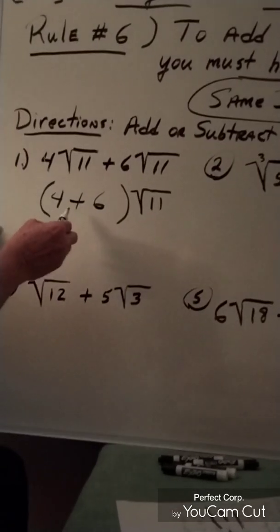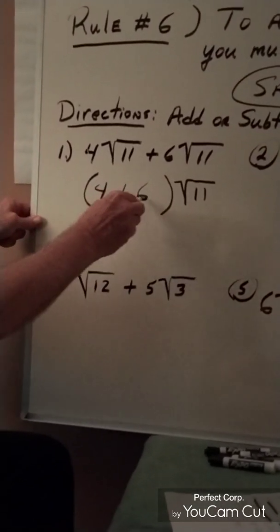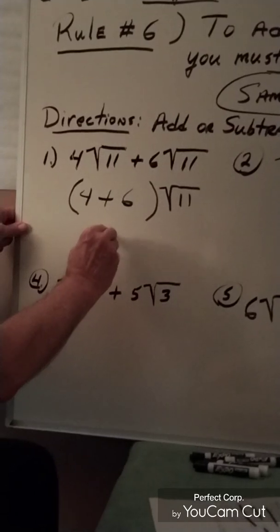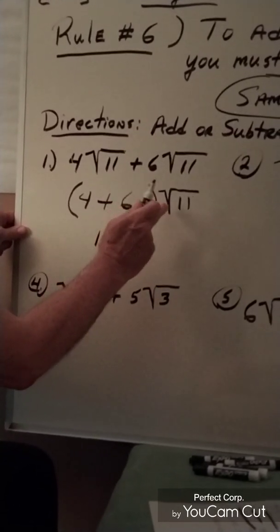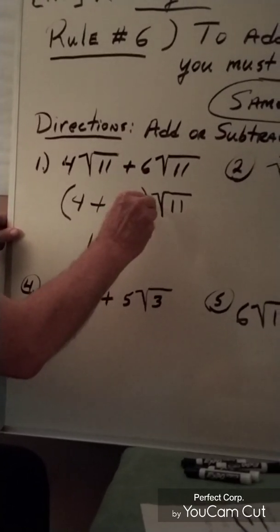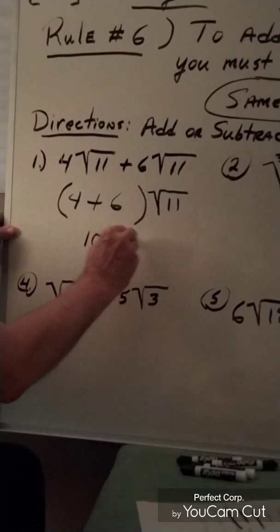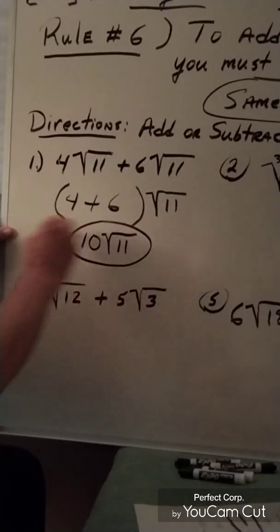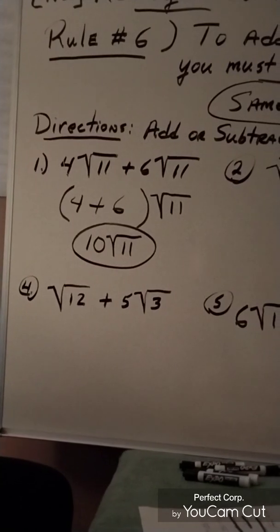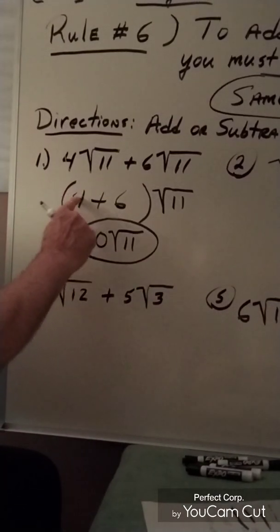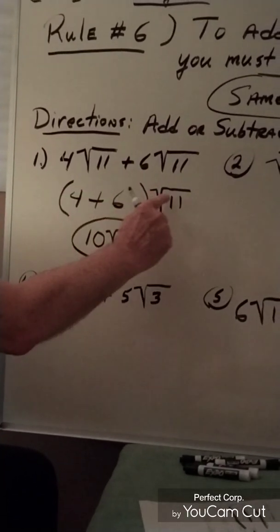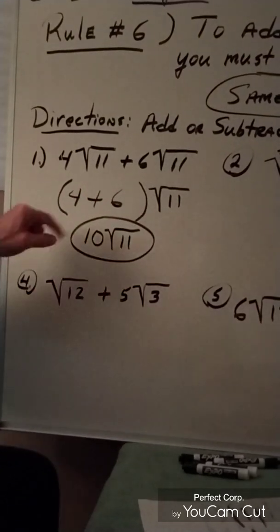And now the last thing that we do is we add the 4 and the 6 together, and we get 10 times that root 11, because there's really a times sign there. And there's our given answer. This is the proof that is ordinarily shown to deliver that.